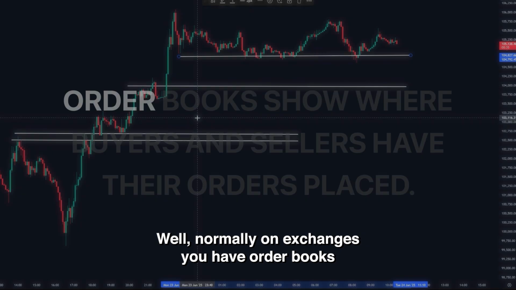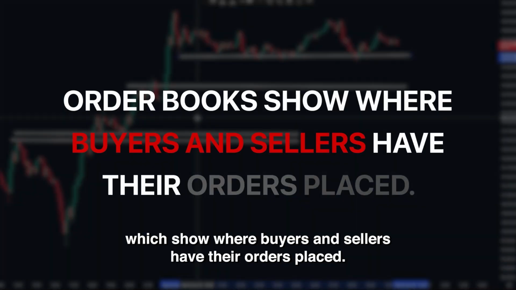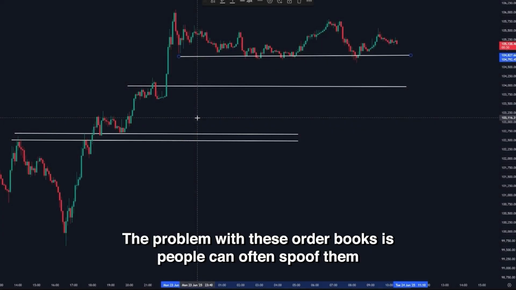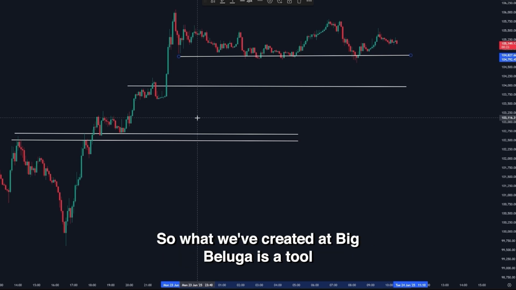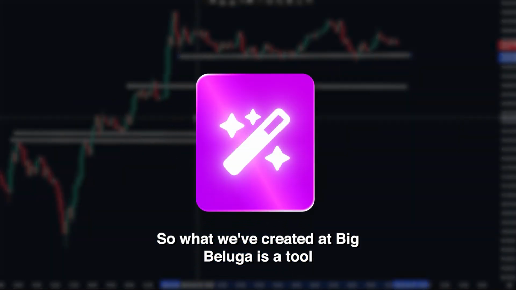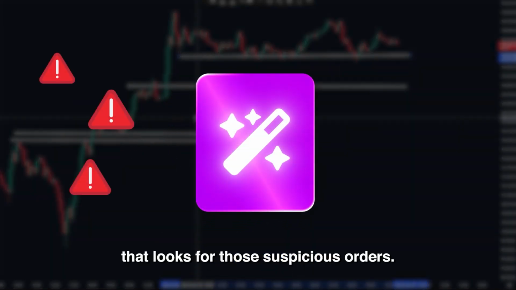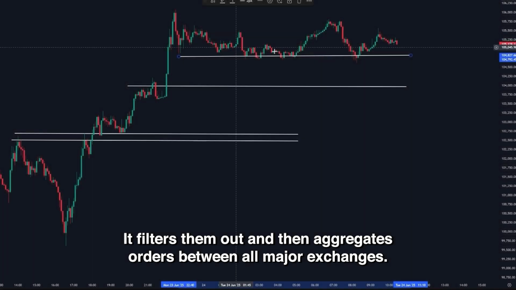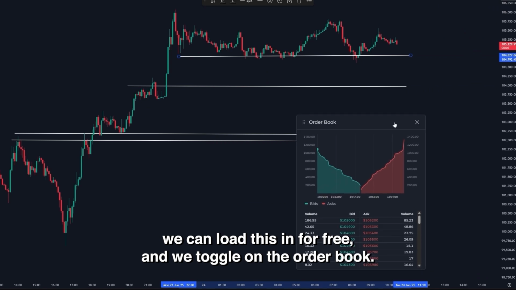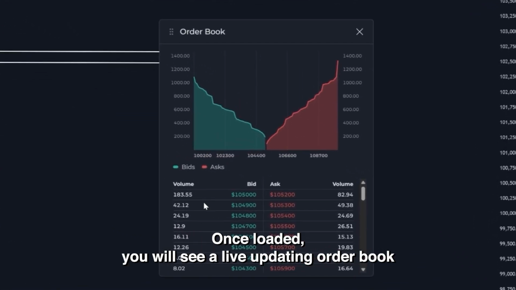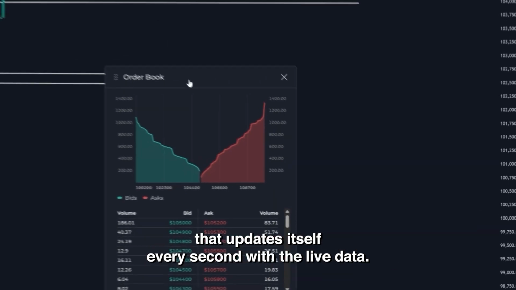Well, normally on exchanges, you have order books which show where buyers and sellers have their orders placed. The problem with these order books is people can often spoof them or fake orders to encourage people to take the wrong trades. So what we've created at BigBeluga is a tool that looks for those suspicious orders, filters them out, and then aggregates orders between all major exchanges. So we can load this in for free, and we toggle on the order book. Once loaded, you will see a live updating order book that updates itself every second with the live data.